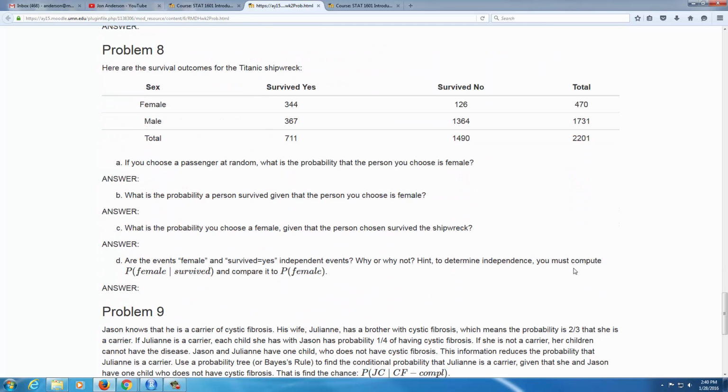Problem 8 is like conditional count probability problems that we did in class. What's the probability that you choose a passenger out of the 2,201 passengers on the Titanic who is a female? Well, take the number of females divided by the total number of passengers, and that's the probability of randomly drawing a female.